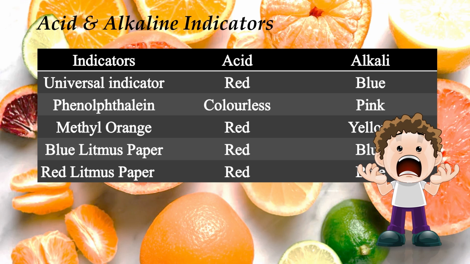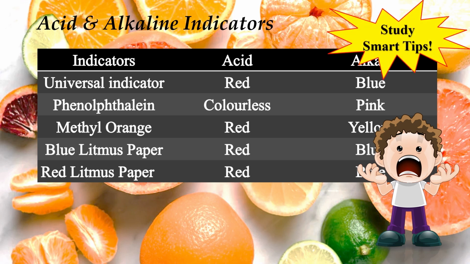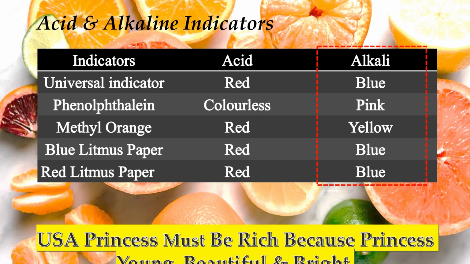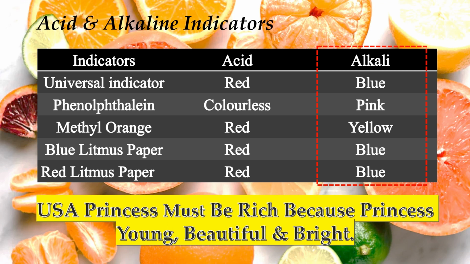Let's make it easy using our Study Smart tips. First of all, we just want to focus on the color changes in alkaline substances, as acidic substances mostly result in red color except for phenolphthalein indicator. So, in order for you to memorize the color change for alkaline substances, remember the sentence: USA princess must be rich because princess young, beautiful and bright.